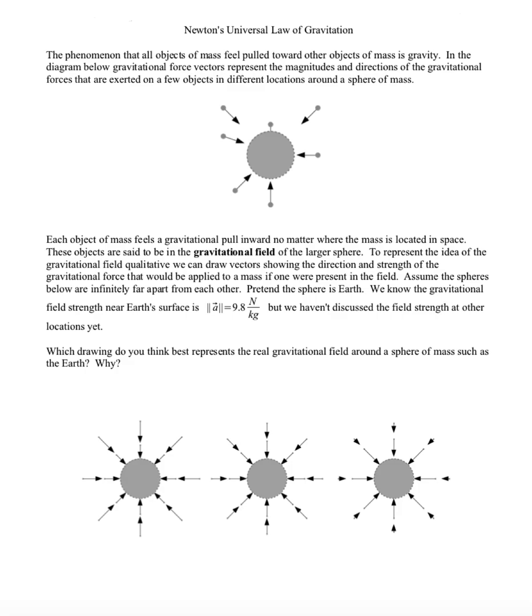Assume the spheres are infinitely far apart from each other, and pretend the sphere is a large planet such as the Earth. We know the gravitational field strength near Earth's surface is 9.8 newtons per kilogram. We've seen that in experiments and also in many calculations that we've done. But we haven't discussed what the field strength at other locations would be yet. So looking at the diagrams, which one do you think best represents the gravitational field around a sphere of mass such as the Earth, and why?